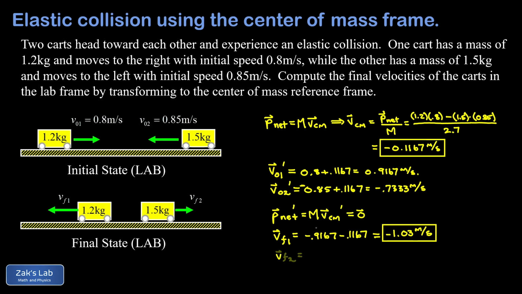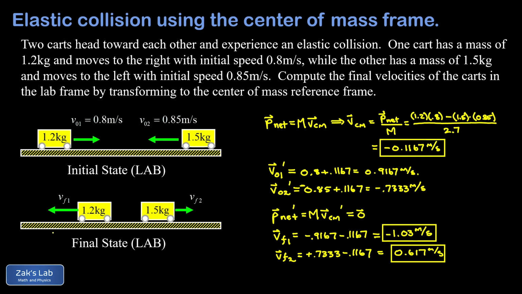Now for the second car, remember in the center of mass frame, that had a velocity of positive 0.7333, or rightward at 0.7333 meters per second. And in the center of mass frame, that one looked faster than it looks in the lab because we were running at it. But notice that the transformation just has the exact same sign. You're going to do the exact same transformation to each velocity. This time we do a minus 0.1167 instead of a plus. And as we expect, this car should be moving slower in the lab frame than what it looked like in the center of mass frame. And this gives us a final velocity of positive 0.617 meters per second.